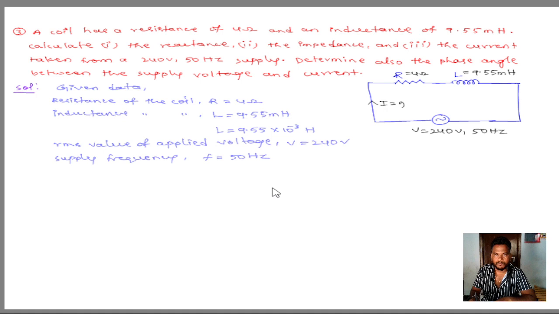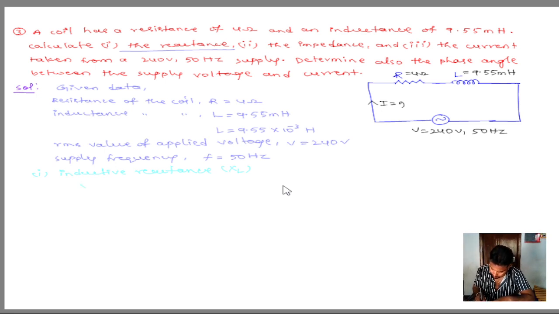First bit, we need to calculate the reactance. Means this is inductive reactance. First, we need to calculate inductive reactance. First bit, inductive reactance, that is XL. Inductive reactance is nothing but XL.